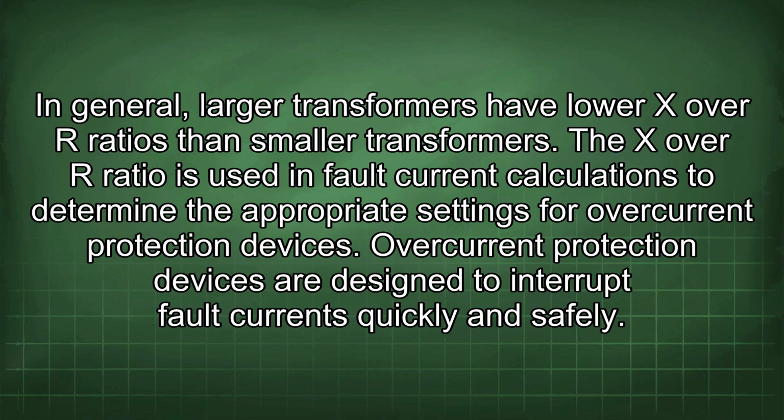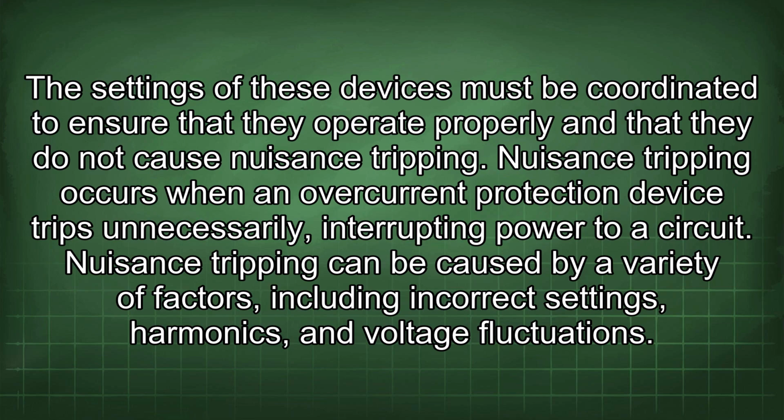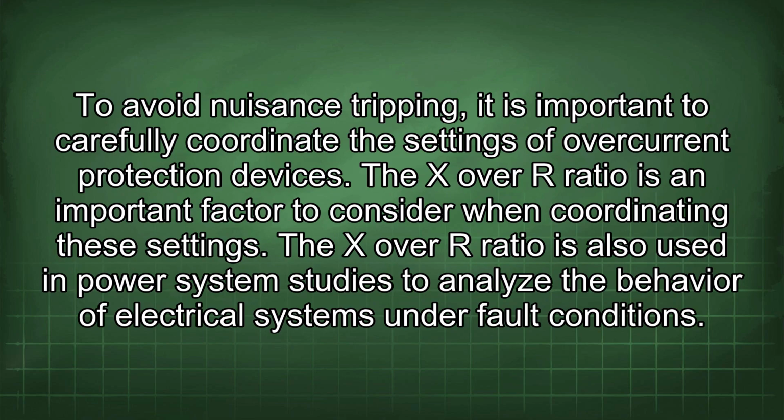Overcurrent protection devices are designed to interrupt fault currents quickly and safely. The settings of these devices must be coordinated to ensure that they operate properly and that they do not cause nuisance tripping. Nuisance tripping occurs when an overcurrent protection device trips unnecessarily, interrupting power to a circuit. Nuisance tripping can be caused by a variety of factors, including incorrect settings, harmonics, and voltage fluctuations. To avoid nuisance tripping, it is important to carefully coordinate the settings of overcurrent protection devices. The X/R ratio is an important factor to consider when coordinating these settings.